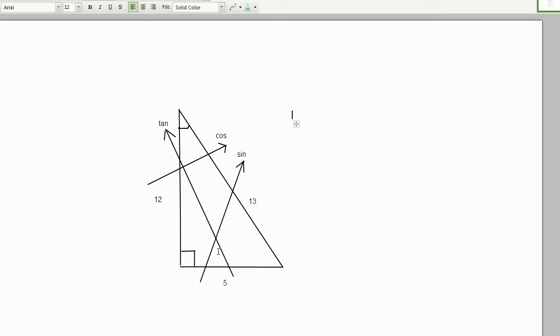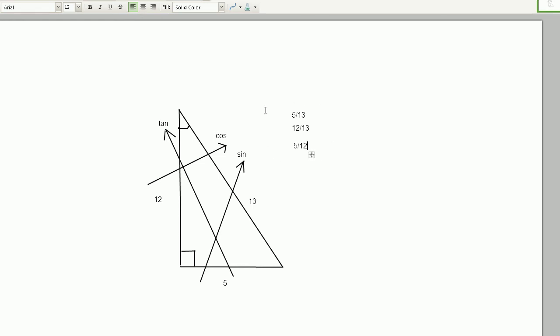Sine, since it's going 5 to 13, would be 5 over 13. It originates from 5 and goes to 13, so 5 over 13 would be sine. Cosine would be 12 over 13, because that is where it's originating from and where it's ending up. And tangent would be 5 over 12.